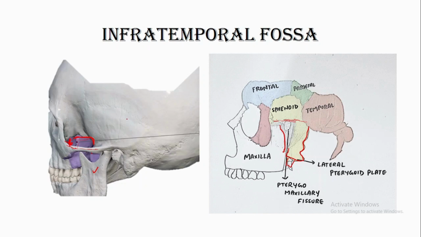So we can say that the roof is formed by the infratemporal surface of the greater wing of sphenoid and some part of the squamous temporal bone. Here we can see the sphenoid and squamous temporal bone. Then the floor is open. The medial wall is formed by the lateral pterygoid plate and the pyramidal process of the palatine bone. The lateral wall is formed by the inner surface of the ramus of the mandible. The anterior wall is formed by the posterior surface of the maxilla and the medial surface of the zygomatic bone.